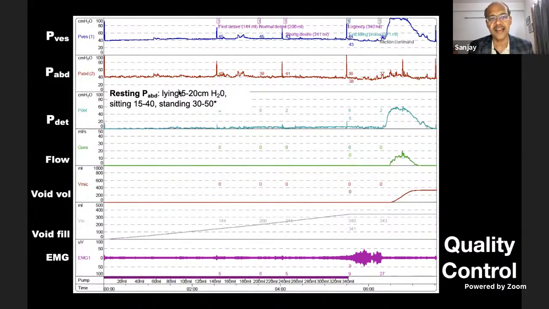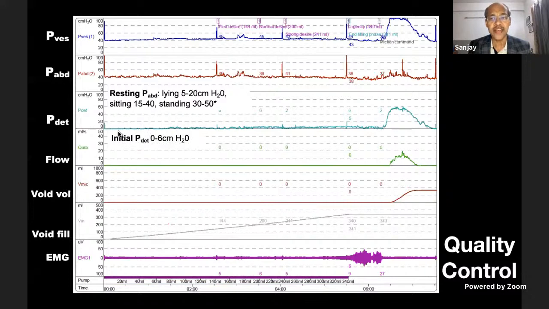We don't have good standardization for children. These values which are given here are for adults. We are, in fact, currently in the process: the functional and female urology subsection is doing a study across 5 centers to try and get data for the first time globally on these resting pressures in children.